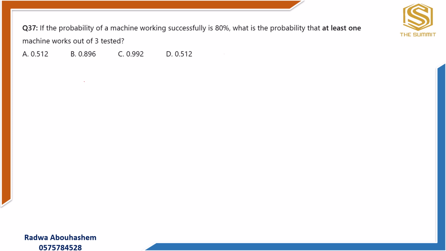If the probability of a machine working successfully is 80%, what is the probability that at least one of the machines works out of 3 tested? Okay, at least one works, so maybe one works, or maybe 2 work, or maybe all 3 work, right? So he told me that the probability of success is 80%, which means it's 0.8. So this means that the failure is 0.2.